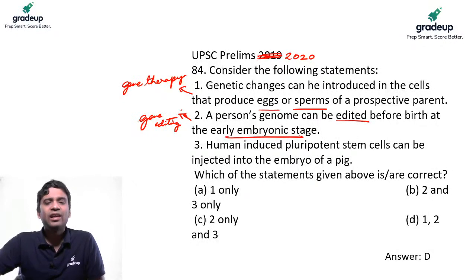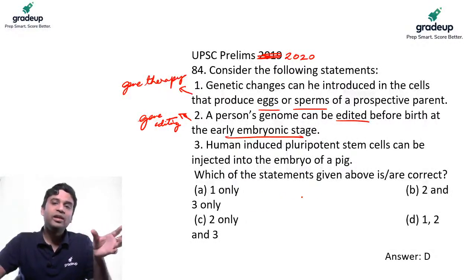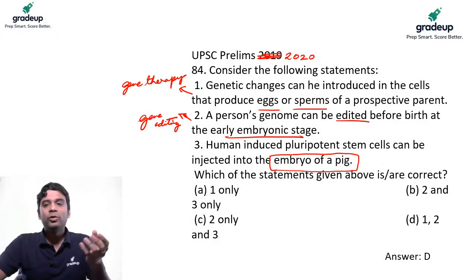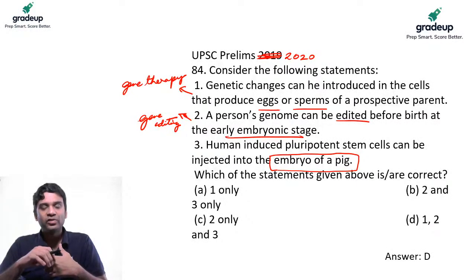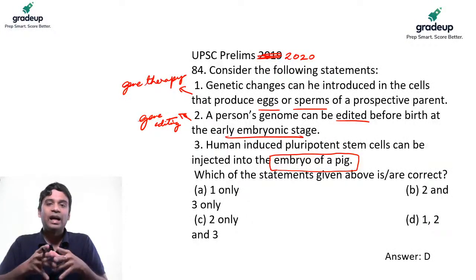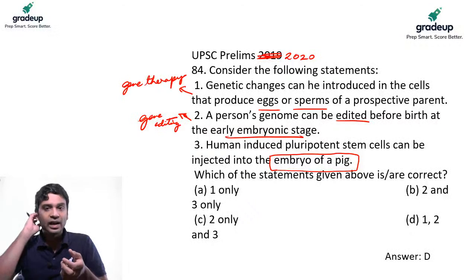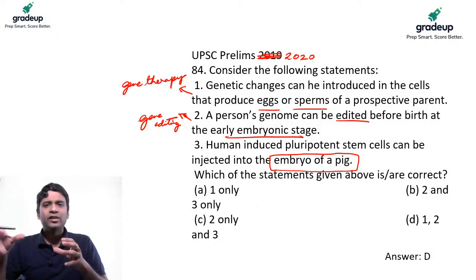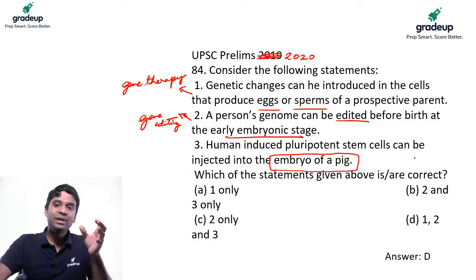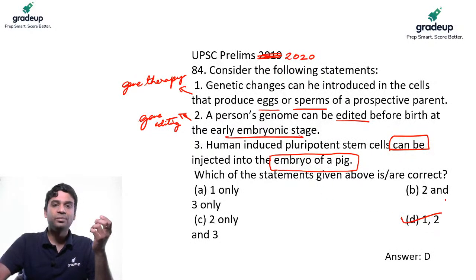Fine. And there was this controversial statement that human-induced pluripotent stem cells can be injected into the embryo of a pig. For people who've given prelims, many of my students had come to me and asked, sir, what is this ridiculous statement? What is the answer for this? And on the face of it, it looks false. But there was some research going on somewhere that they had actually done this. They had introduced it into a pig, though the experiment was not successful. That's why they have said can be injected. It can be injected. There's a possibility. So the answer is 1, 2, 3.